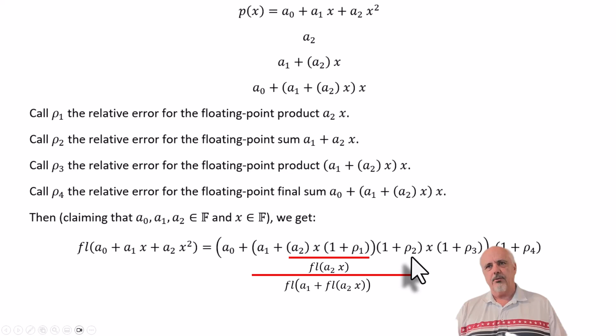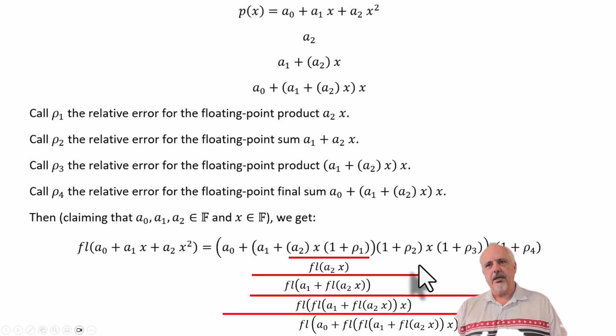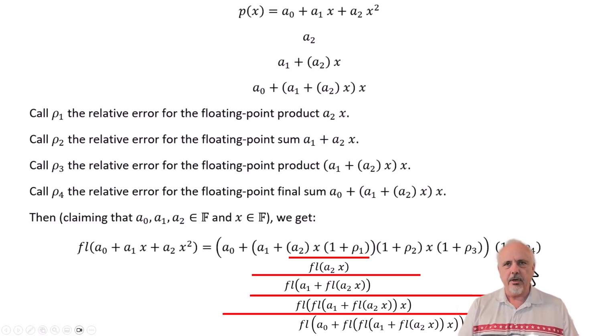So I'm going to have the 1 plus row 2 to take care of that. And then the third operation is where I'm going to multiply by x again, and then I'm going to float that. So I'm going to have this all times 1 plus row 3, because row 3 is taking care of that multiplied by the second multiply of x. And then the very last thing is where I add in that constant coefficient a0, and then I float that. So I've got a good algebraic representation of the 4 floating point operations of my quadratic.